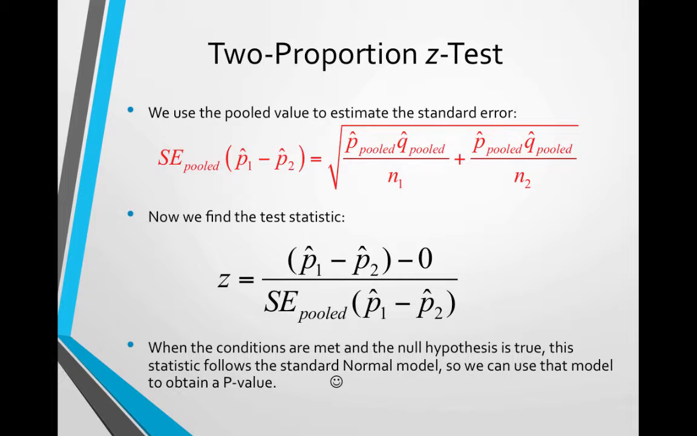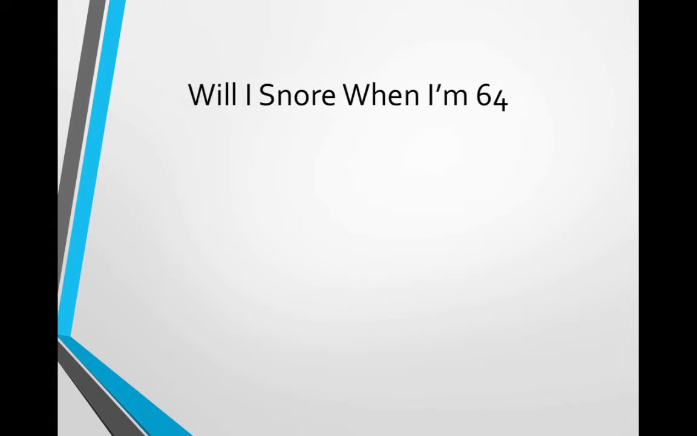Which means when we find our test statistic, and by test statistic they mean a z-score here, we calculate that as the difference between the actual proportions of our two groups, p hat 1 minus p hat 2, and then we always subtract 0 because that's our null hypothesis, divided by the standard error of the pooled values. When the conditions are met and the null hypothesis is true, this statistic follows the normal model, so we can use that normal model to obtain a p-value. So again, we're calculating a p-value just like we did before, based off of a z-score. So let's look at an example.